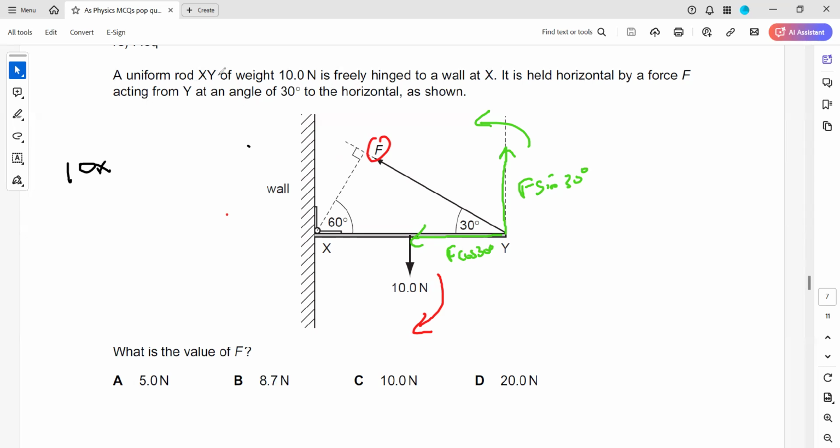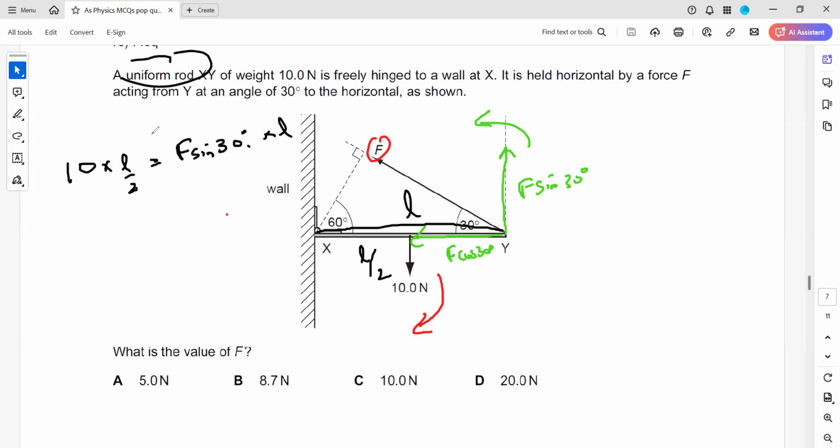They did not specify it, but a uniform rod is there. If it's a uniform rod, it means the weight will act at the center. If I consider the length of this rod as L, what will be this distance? It will be L by 2. So 10 into L by 2 equals F sine 30 into L, because we always take the distance between the point of rotation and the force. The force F sine theta is acting at a distance L and the weight is acting at L by 2, because in the question it's a uniform rod.